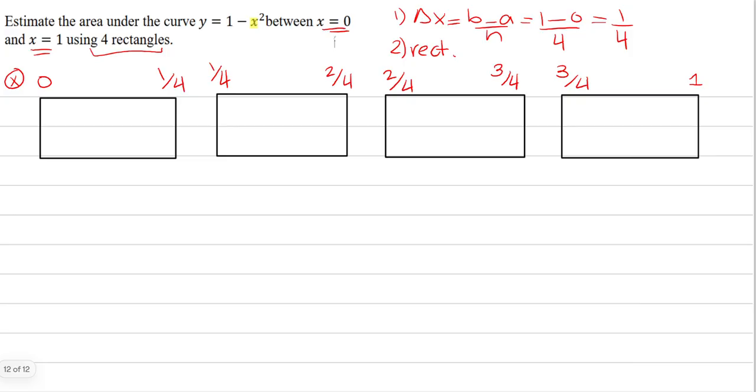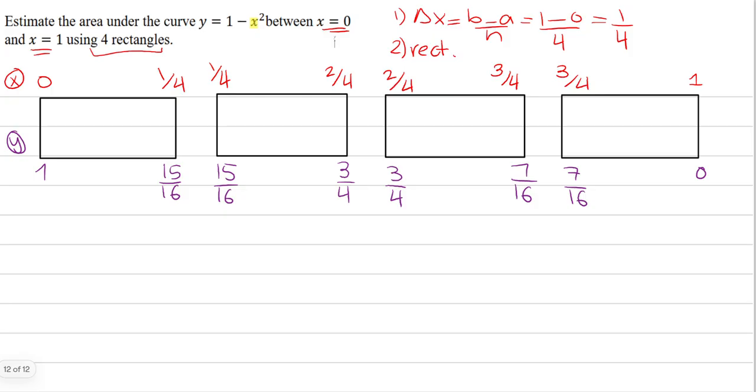Now what's my next step going to be? I'm going to find the corresponding y value for each one of them. So I'm going to substitute each one of those into my y, and I'm going to get my y values. So when I substitute 0, I get 1. And when I substitute 1 over 4, I get 15 over 16. This is also going to be 15 over 16 because it's also 1 over 4. When I substitute 2 over 4, I get 3 over 4. This is also going to be 3 over 4. And when I substitute 3 over 4, I get 7 over 16. This is also going to be 7 over 16. And when I substitute 1, I get 0.